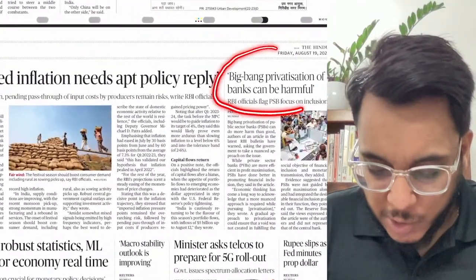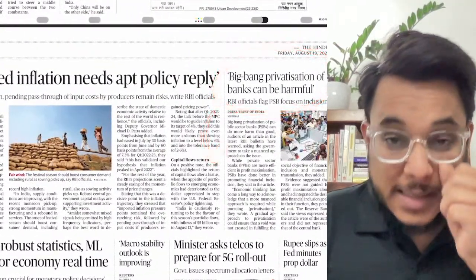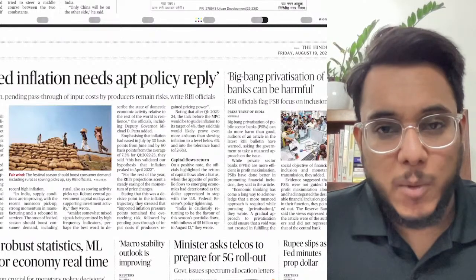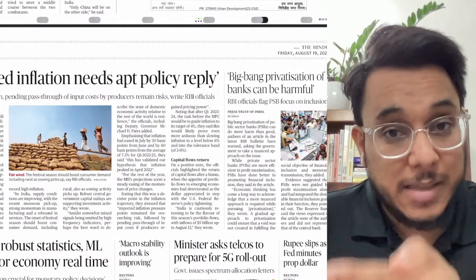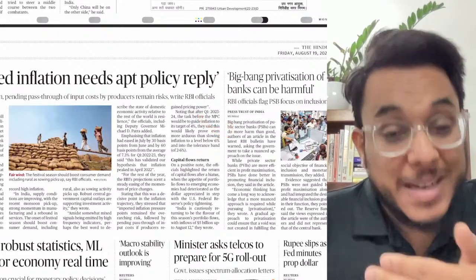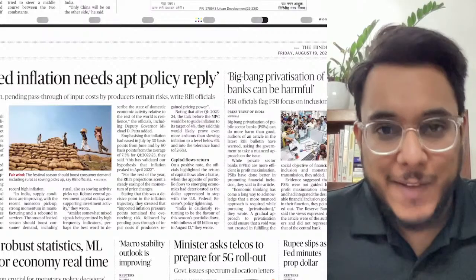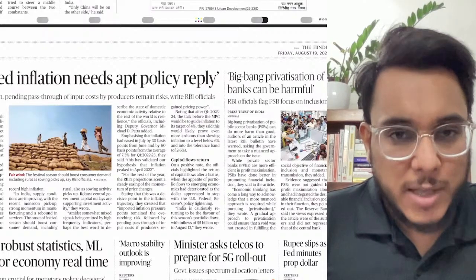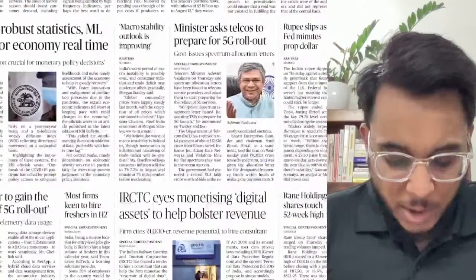Big bang privatization of banks can be harmful. So guys, recently there has been a report that the government might privatize some of the public banks. On that particular thing, it has been said that the public sector banks have focused on financial inclusion and all those kinds of things. So therefore, privatization might not be a good move.